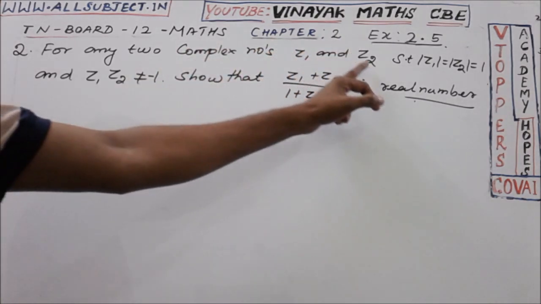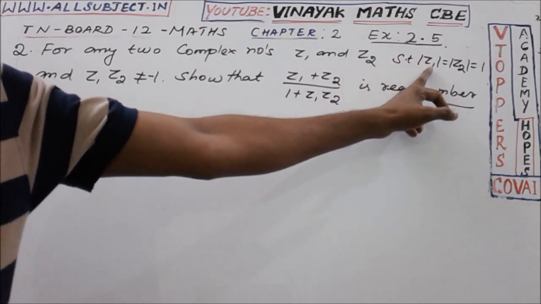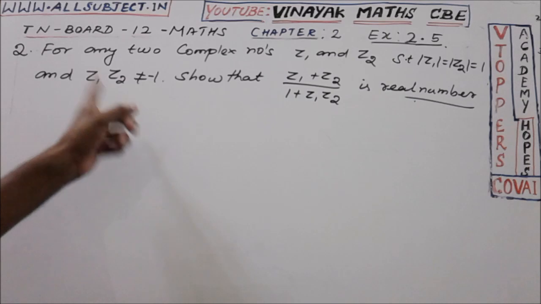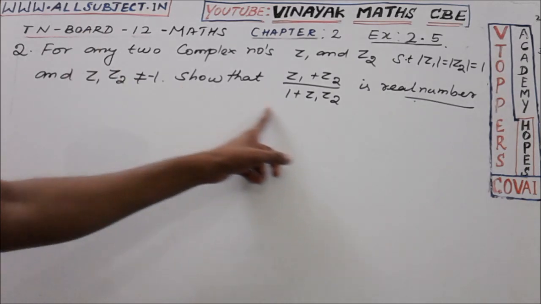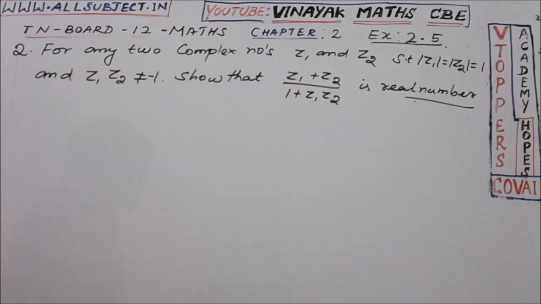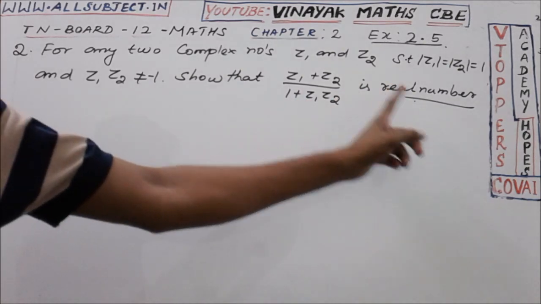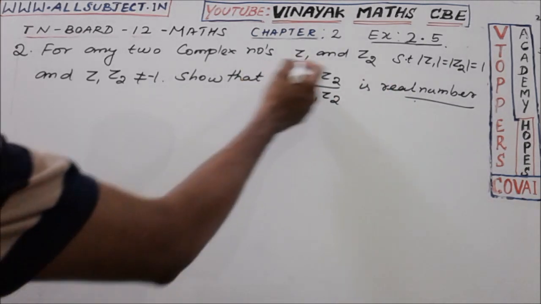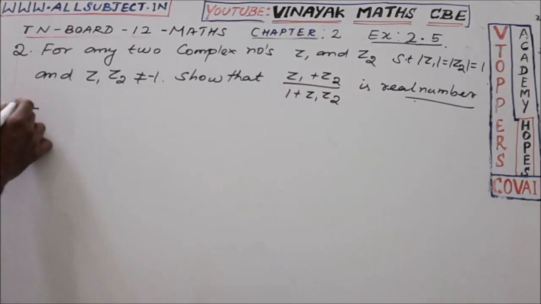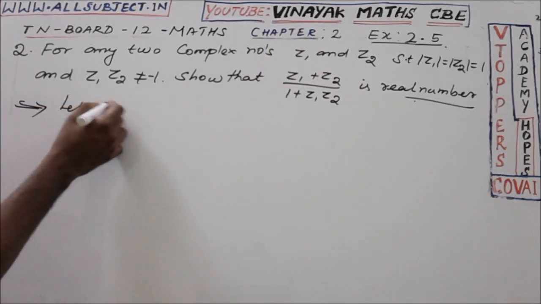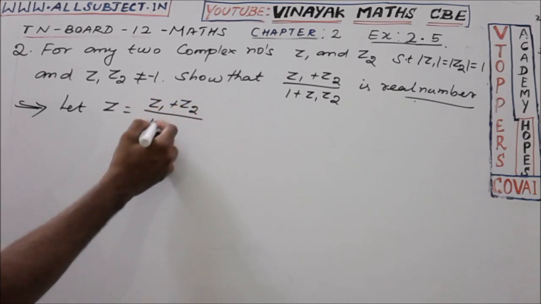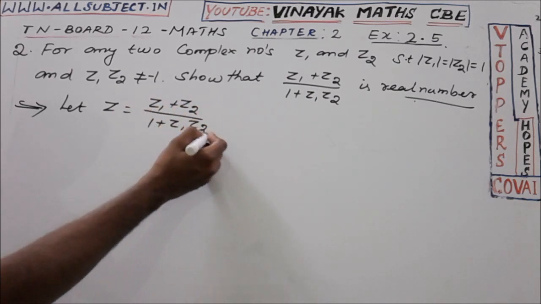For any two complex numbers z1 and z2, modulus of z1 and z2 will be equal to 1 and the product of z1 and z2 is not equal to minus 1. We should prove or show that (z1 plus z2) by (1 plus z1 z2) is a real number. So okay, now let z equal to the total complex number. Let z equal to (z1 plus z2) by (1 plus z1 z2).